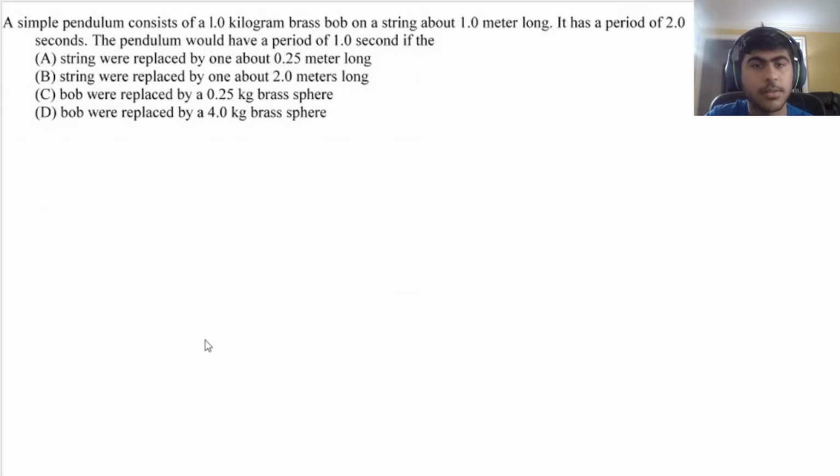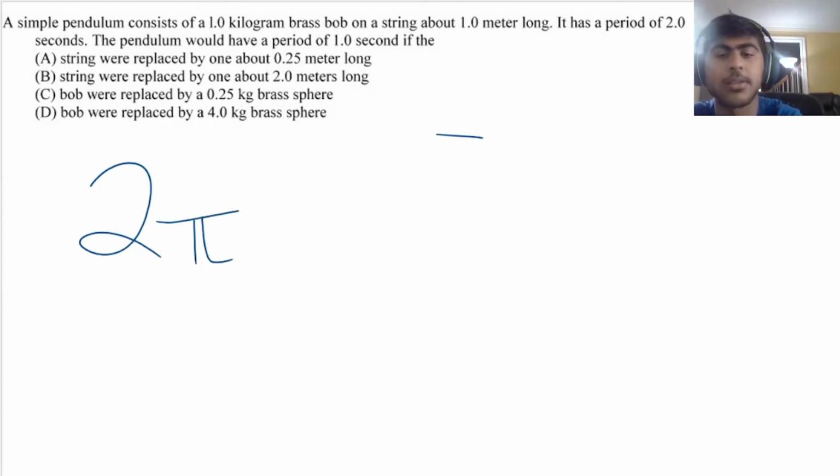Let's move on. A simple pendulum consists of a 1 kilogram brass bob on a string about 1 meter long, has a period of 2 seconds, and they're saying the pendulum has a period of 1 second if what? Well, what can we do? We can write out the formula for the period of a pendulum, and it would be this.